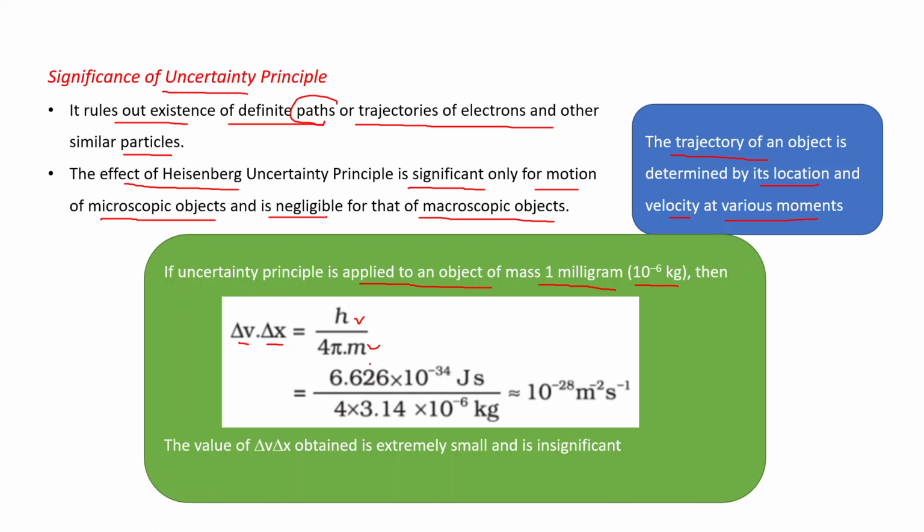Put the values. h is Planck constant, 4 pi is 3.14 times 4, m is 10 to the power minus 6 kilogram, and this will be nearly 10 to the power minus 28 meter squared per second. The value of delta v multiplied by delta x obtained is extremely small and insignificant. That's why we can say the Heisenberg uncertainty principle is insignificant for macroscopic objects.